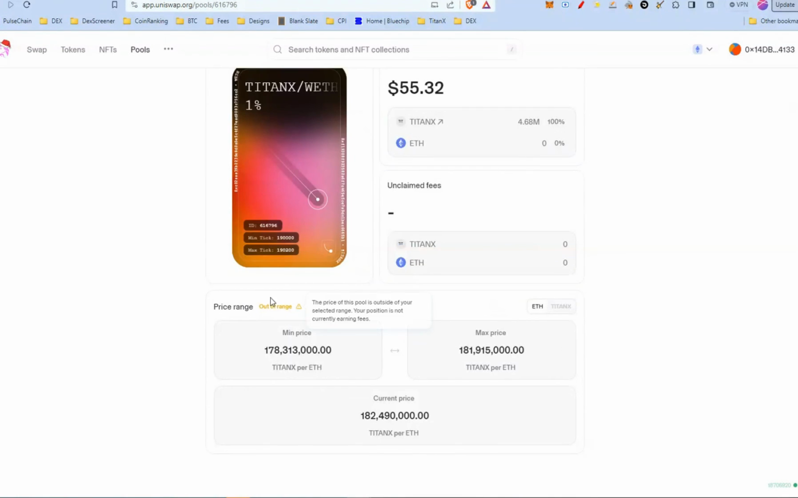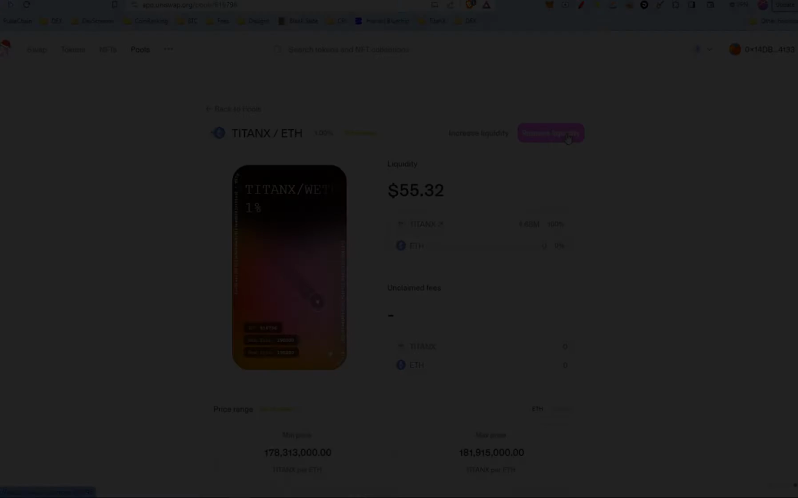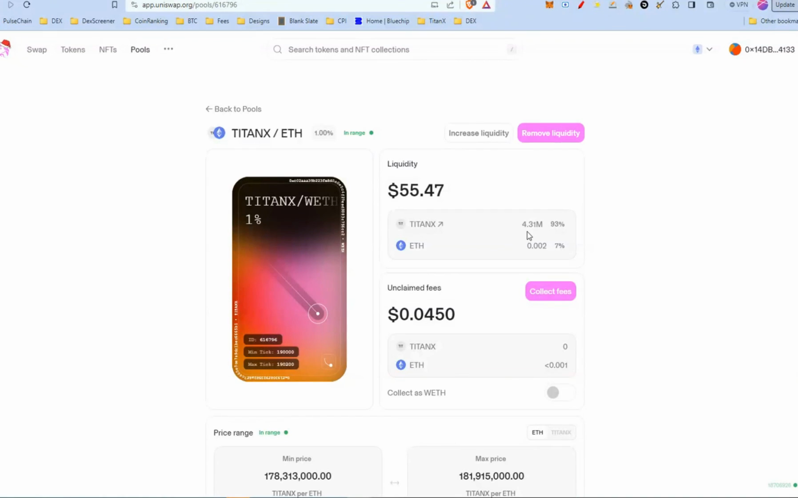So as usual, we're currently out of range. So when the price is within this range, I will have 0% TitanX and 100% ETH. That's exactly what we want. And then we have to remove liquidity. A few minutes later, as you can see, the price came in range of my liquidity, and right now 7% of the TitanX has been taken, and I have a bit of ETH. I could remove liquidity right now, but this is not what I want. I want 100% ETH, and then I can remove liquidity.